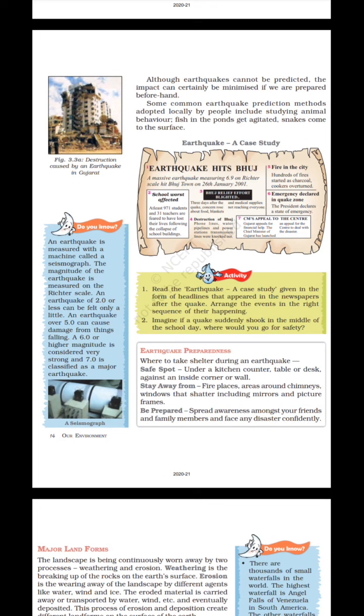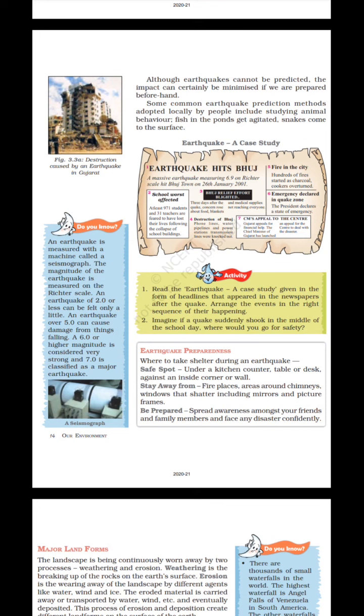Earthquake hits Bhuj. A massive earthquake measuring 6.9 on the Richter scale hit Bhuj town on 26 January 2001. Schools worst affected. At least 971 students and 31 teachers are feared to have lost their lives following the collapse of school buildings. Bhuj relief effort blighted. Three days after the quake, concern rose about medical supplies, food and blankets not reaching everyone.